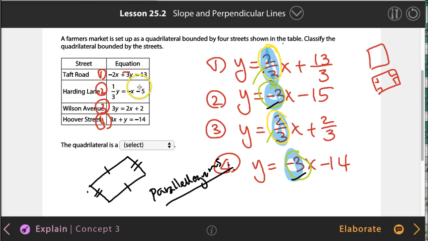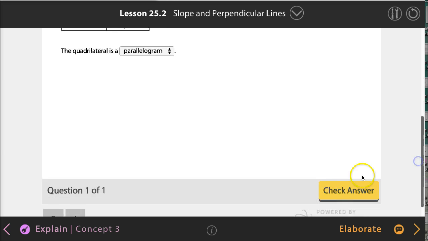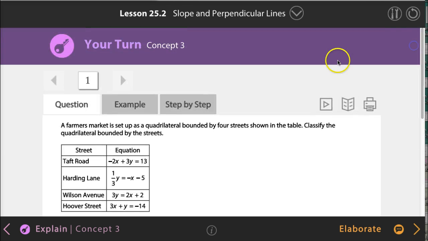So what are the 4 streets? What kind of shape are those 4 streets making? Yup, it's a parallelogram. We know it's not a rhombus because it needs to have 4 equal lengths, and not a rectangle because they're not 90-degree angles, right? So there you go. And so if you want to check your answer, go ahead and do that. And of course, it's correct. Now we are done with 25.2.